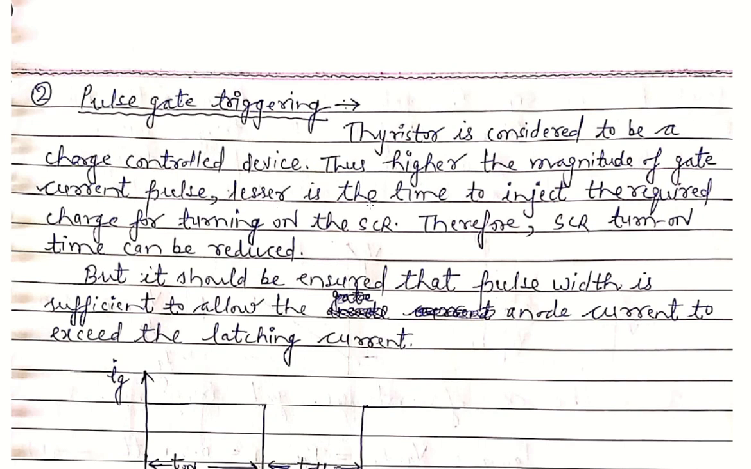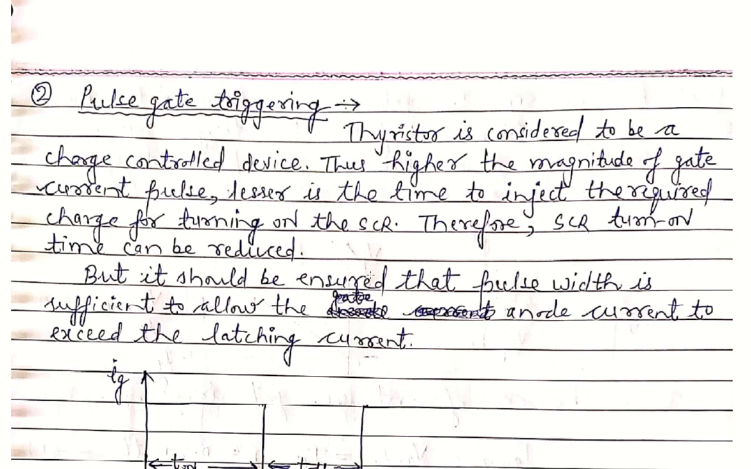So this is a must condition. Therefore SCR turn on time is reduced if you apply a current signal having large amplitude, but it should ensure that the pulse width is sufficient to allow the anode current to exceed the latching current. The latching current is related to the turn on process of the SCR. This is the minimum amount of current which will be required for turning on the SCR.